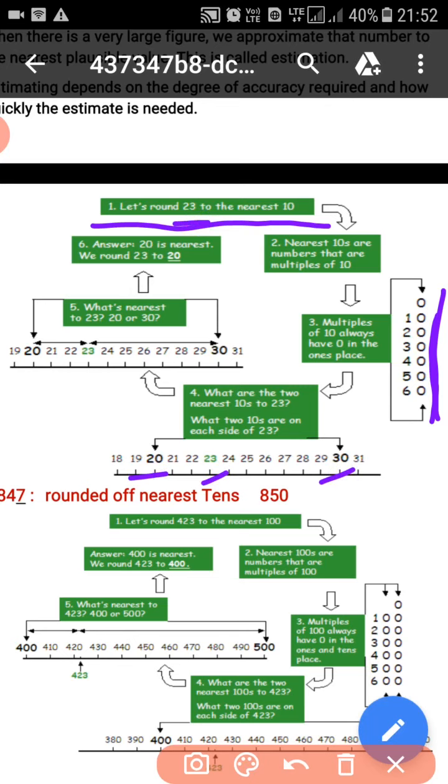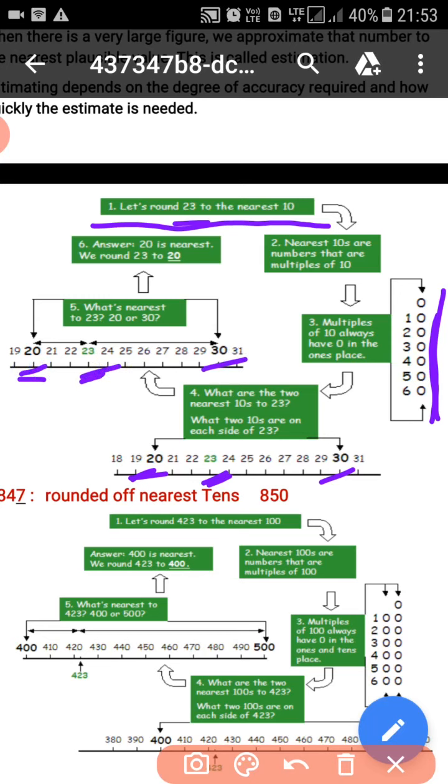And which is nearest to 23? Which ten is nearest to 23? The difference between 20 and 23 is small, but the difference between 23 and 30 is big. So the nearest ten is 20. So the answer is 20. Okay.